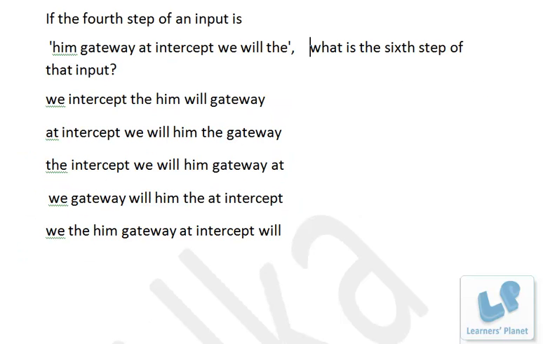Now in this question, input is this. We have to find out the sixth step. So first of all, let's give them the number 1, 2, 3, 4, 5, 6, 7, right? And according to the rule, this 3 should come at the first place. So 3, 1, 2, 4, 5, 6, 7. Okay, so this is the first step. Then after that, no vowels are there, this intercept is there, so 4 will come at the first place. So 4, 3, 1, 2, 5, 6, 7.